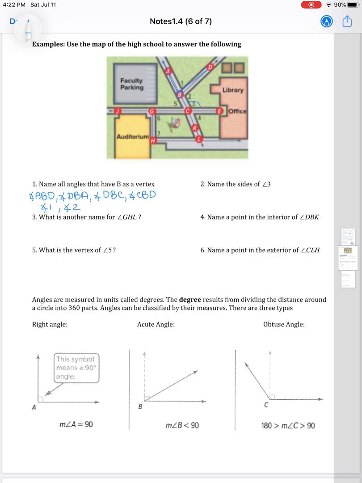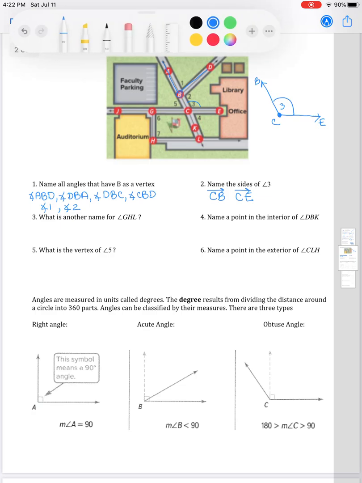Okay? For number 2, it says name the sides of angle 3. So here is angle 3. You have to follow those out. C is at the same location that 3 is, so C is considered to be the vertex. Therefore, the 2 sides of that angle, starting at C, would be CB and CE. Okay, if I pull that diagram out a little bit, here's B, here's angle 3, here's C, and here's E. So if we are talking about angle 3, C is the vertex, and CB is one side, and CE is the other side. So that's where those 2 values come from.